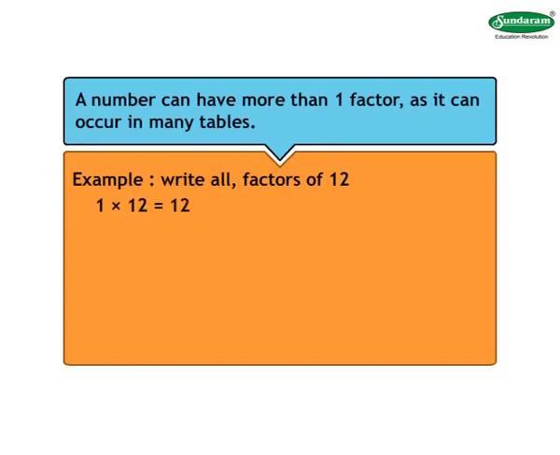In table of 2, 2 into 6 is equal to 12. In table of 3, 3 into 4 is equal to 12. Next, 4 into 3 is equal to 12. Do not repeat it, as we have already written 3 into 4 is equal to 12. Thus, now to write the factors of 12, write all the numbers we multiplied. Thus, factors of 12 are 1, 2, 3, 4, 6, 12.